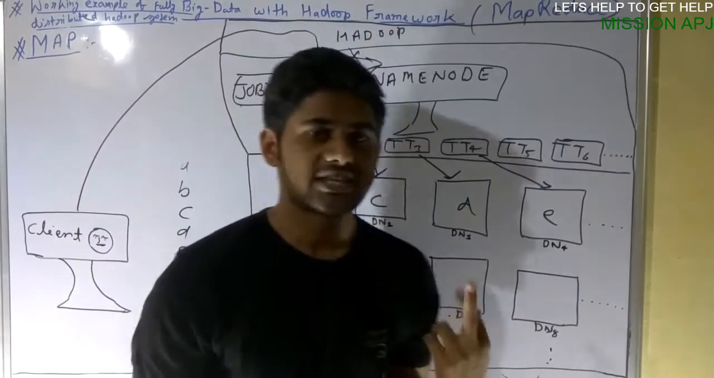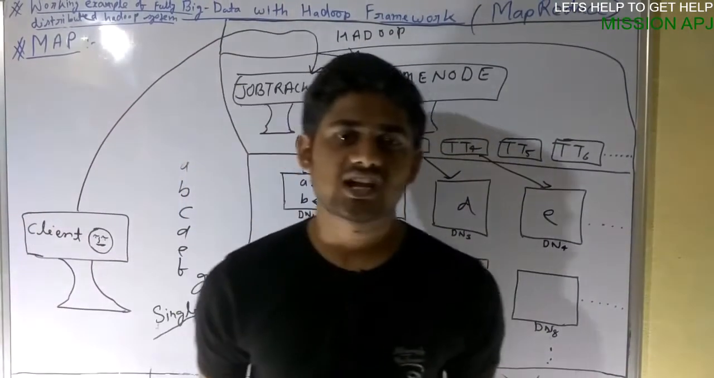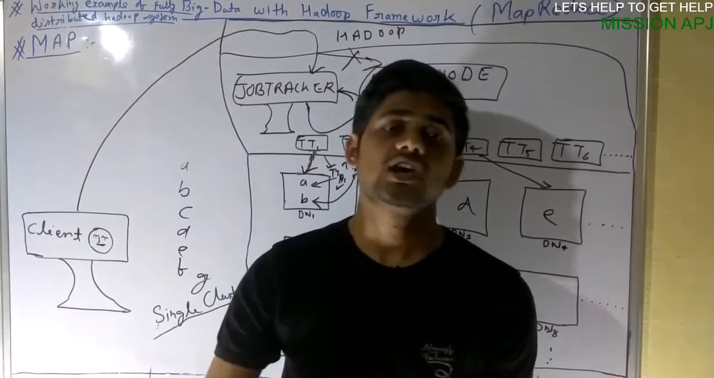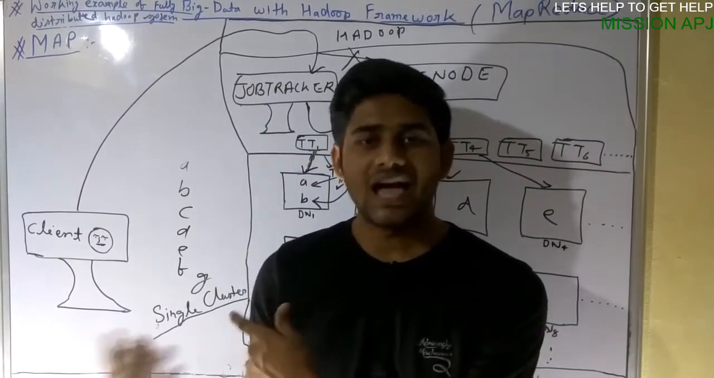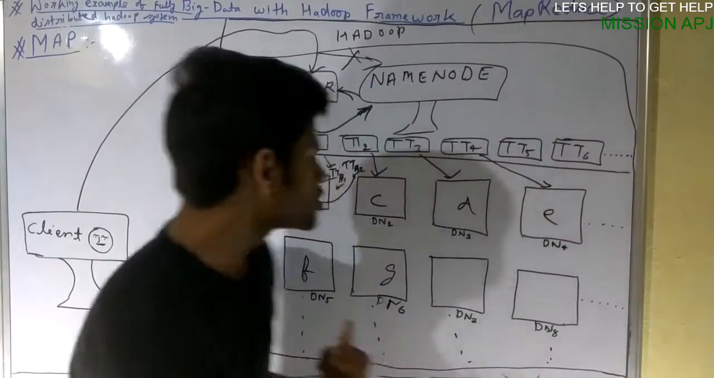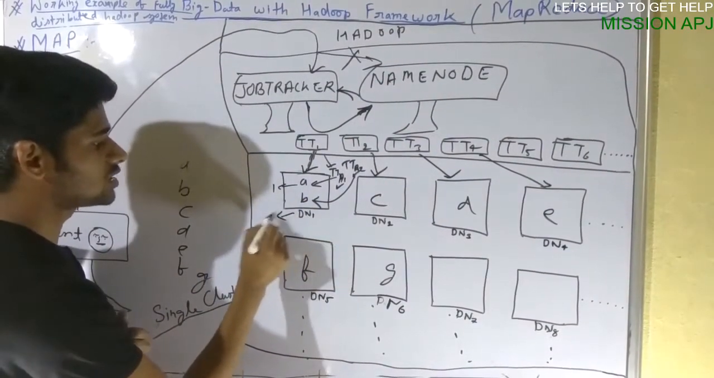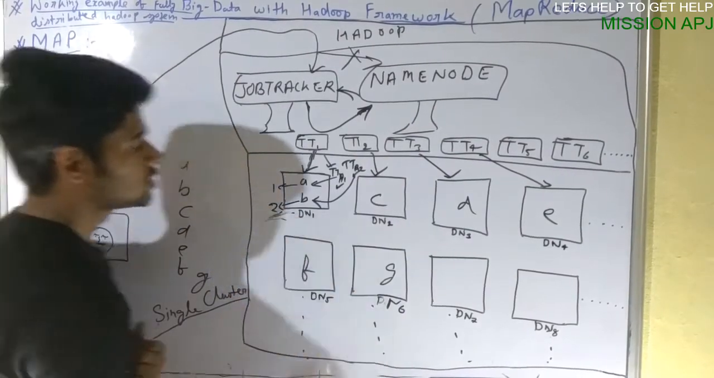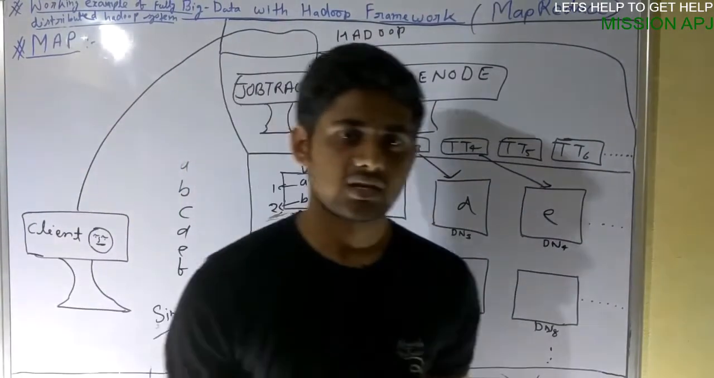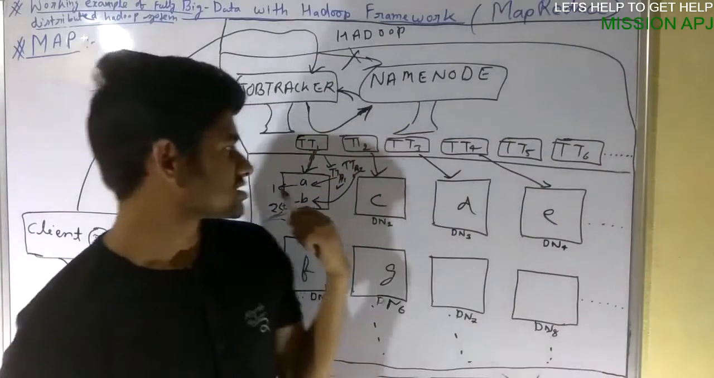So the two tasks have been different. Now each task tracker instance will initiate a mapper algorithm. So here two mapper algorithms will be created, one for this one and one for this one, B2. So two mappers will be initiated by this task tracker 1.